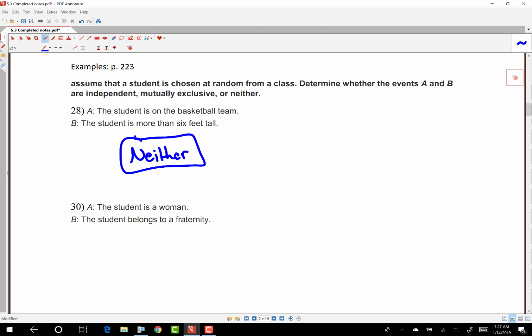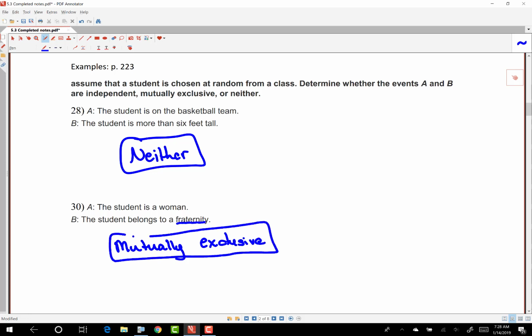Okay, let's take a look at number 30. Number 30 says event A is the student is a woman, and event B is the student belongs to a fraternity. And if you're not familiar with this word, a fraternity or a frat is a club in college for males, and then sororities are for girls. So the student is a woman and the student belongs to a fraternity. Those would be mutually exclusive. In most situations, that cannot happen at the same time, to be a female and belong to a fraternity. So they're mutually exclusive.